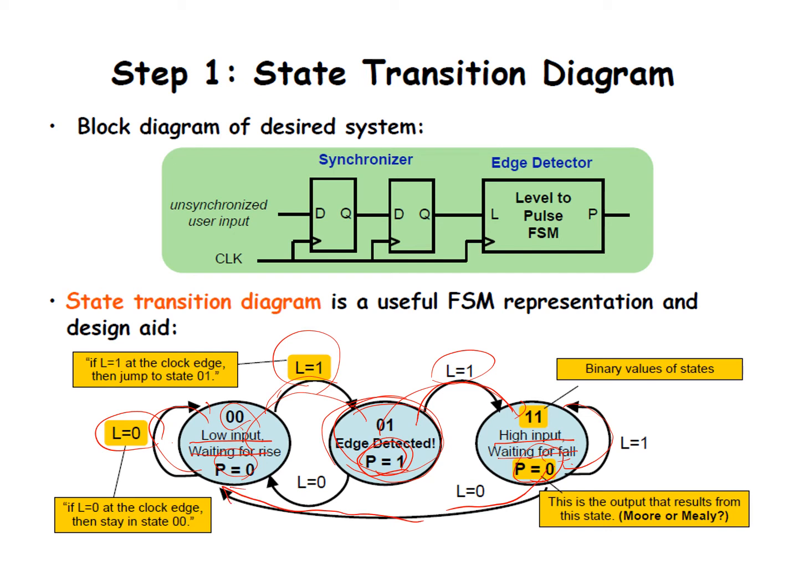Now the question is, is this state machine diagram going to be Moore or Mealy? Think about the output P. Does it depend on the input? We have three states, and each state determines the output, right? If the state is 0, the output is 0. If the state is 1, the output is 1. If the state is 2, the output is 0. The input L doesn't affect the output P. So this is a Moore machine implementation.